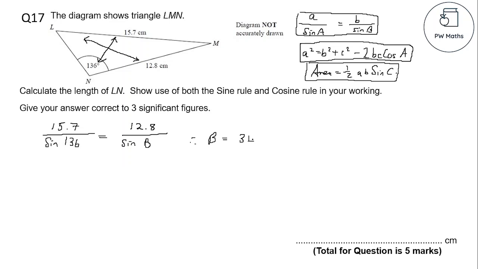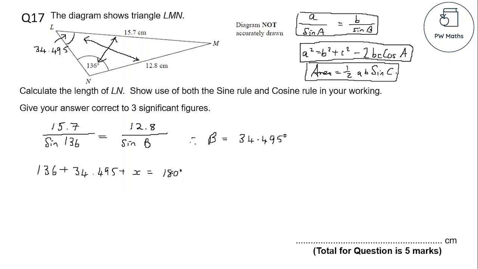34.495 degrees, and I'll put that in the diagram. So this angle here, 34.495. Now that enables me to use a little bit of grade 1 maths. Angles in triangles add up to 180, so I know 136 plus 34.495 plus this angle here, let's call it x, must equal 180 degrees.